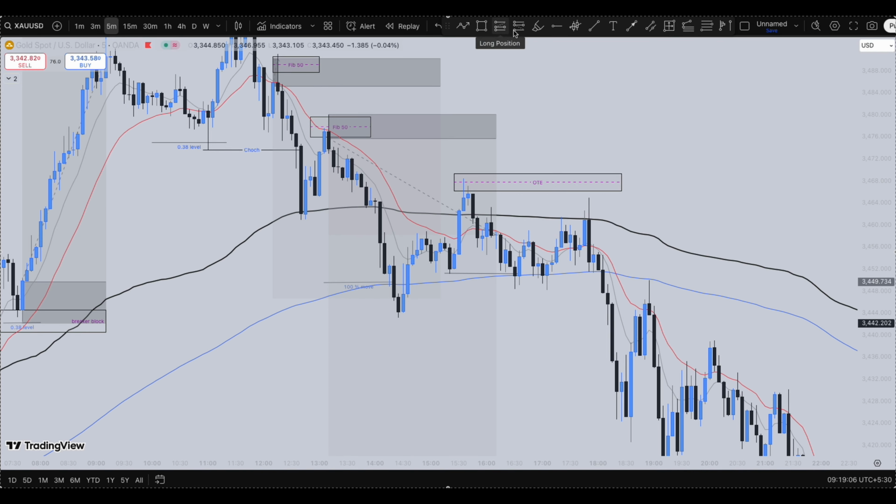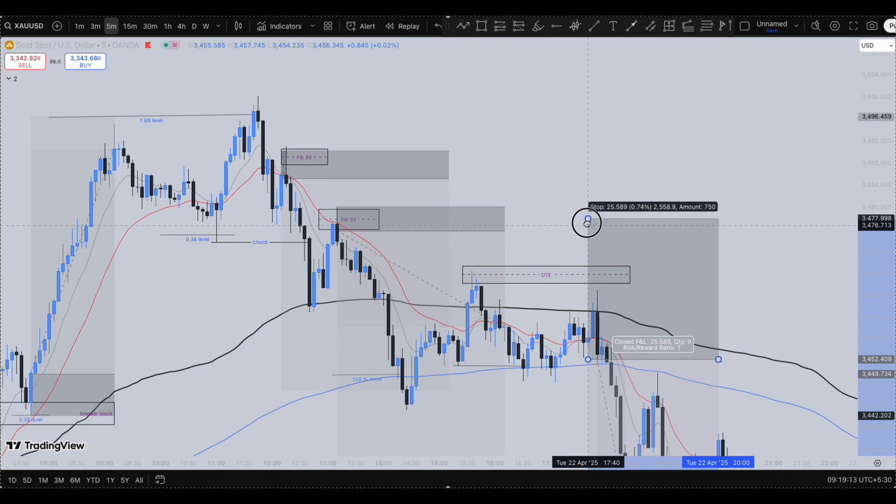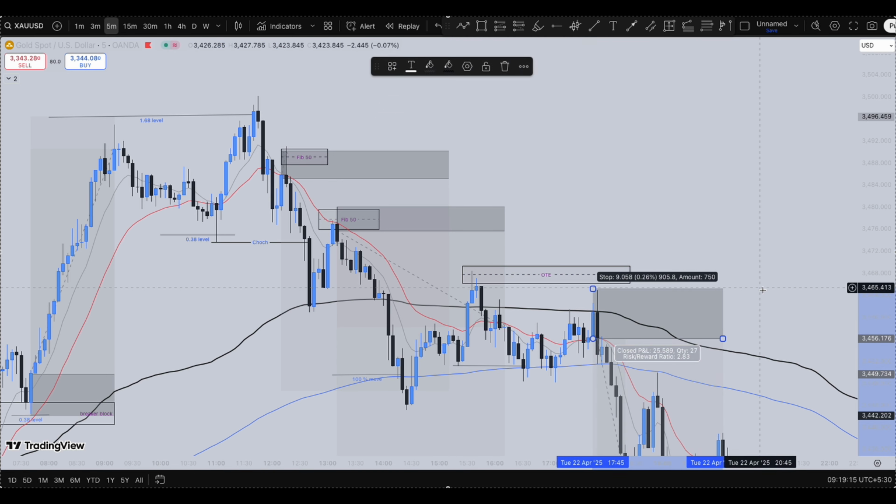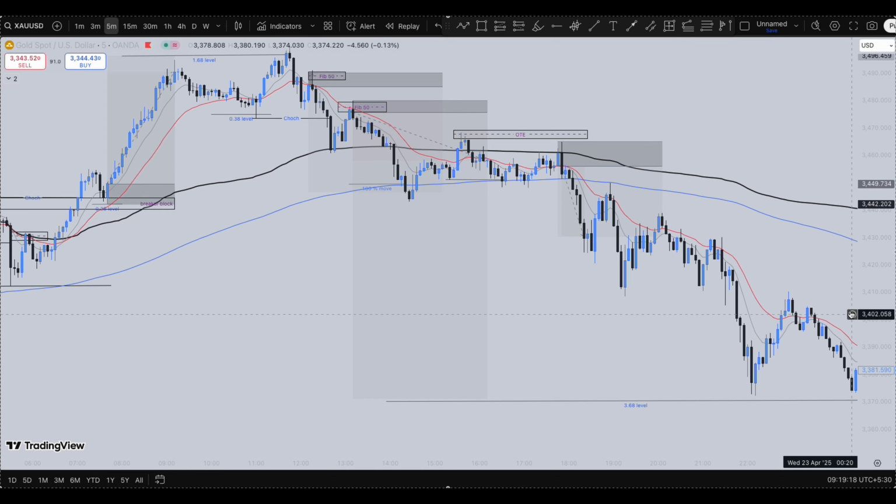So what you could have done is to take a short position here, guys, after this kind of huge bearish candle, keeping your stop loss just above that candle itself and targeting it all the way towards the downside. So you could have targeted it towards the downside, guys.